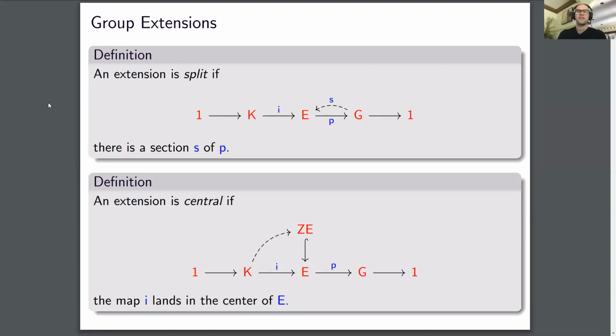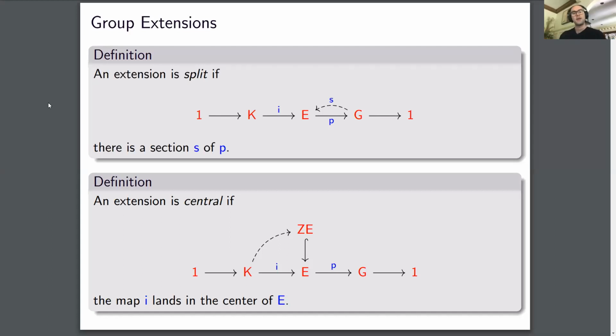So an extension is split if the quotient map P has a group theoretic section. If you're a believer in the axiom of choice, then P is always surjective, so it might always have a set theoretic section. And even if you don't believe in choice, it might sometimes have a set theoretic section. But for the extension to be split, it means that S is a group theoretic section.